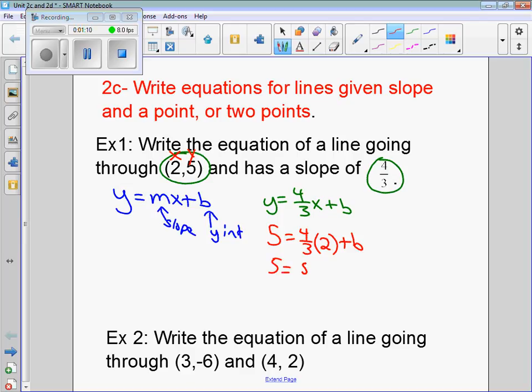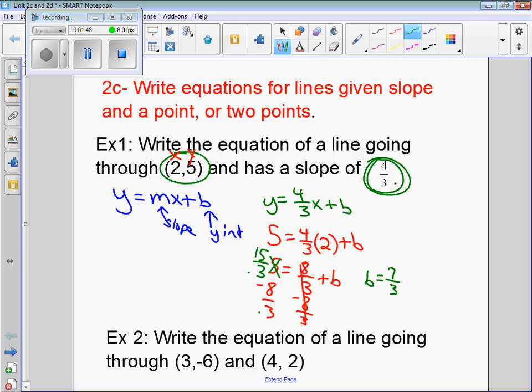So we have 8/3 plus b, subtract 8/3. 5 minus 8/3. Instead of 5, we can make this 5 equivalent to 15/3, keeping like denominators with 3's. 15 minus 8 is 7. So b equals 7/3. And we have a slope of 4/3.